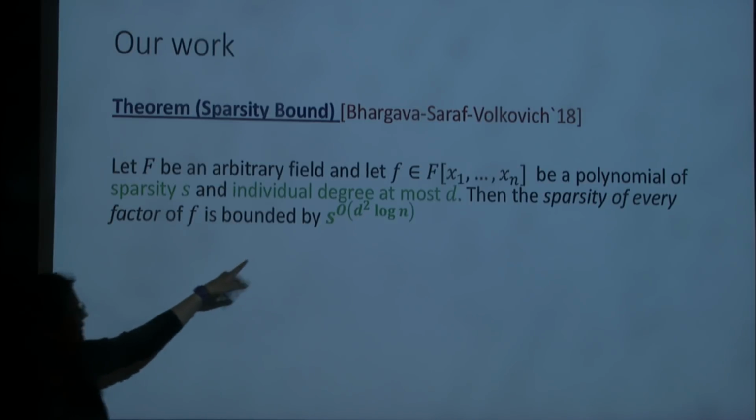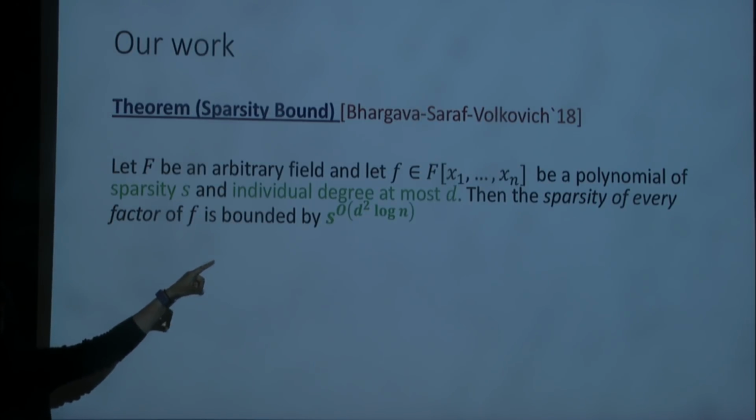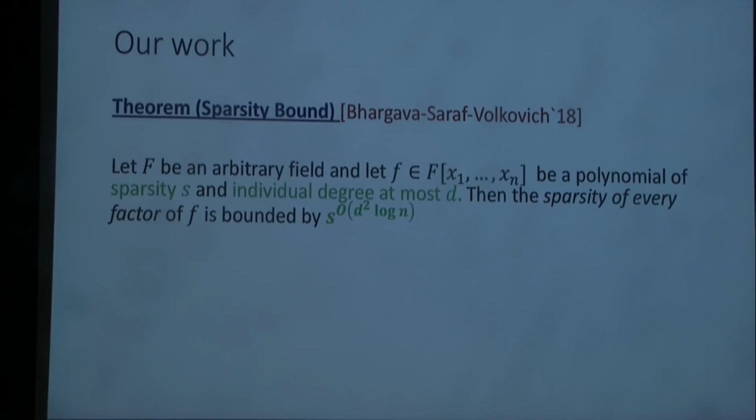So if the d square was the d and there was no log n, then you can't do better than that. That second example, that second weird example I showed.